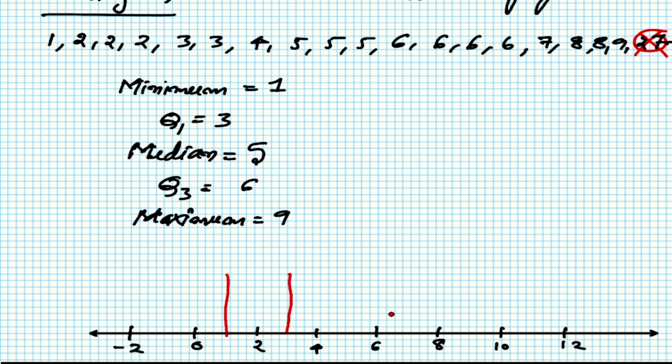Then I can say that the median is 5. Okay, that's here. Then I can say that the Q3 is 6 here, and the maximum value is this 9. Are you okay with the marking of these points? It should be pretty straightforward, very clear.